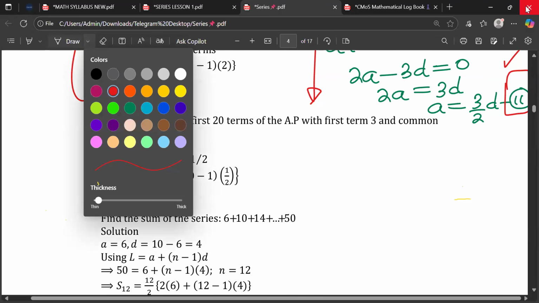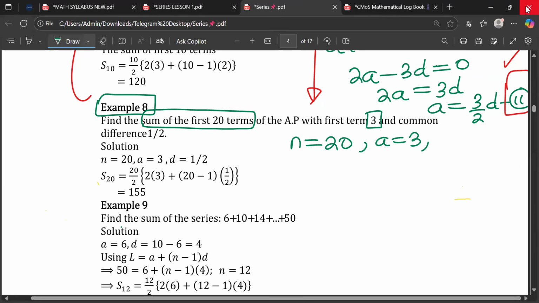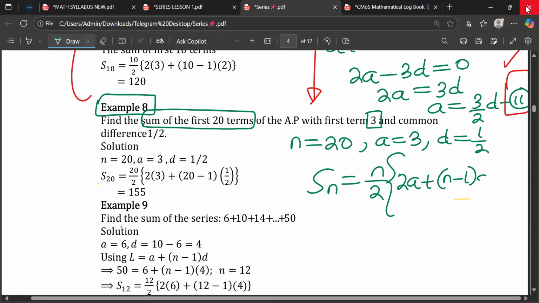So where are we? Example 8, they're saying find the sum of the first 20 terms. So we know n is 20, with the first term a being 3, and common difference is a half. This is the formula: Sn is n over 2 times 2a plus n minus 1 times d.